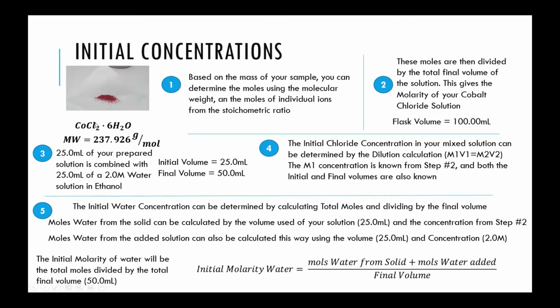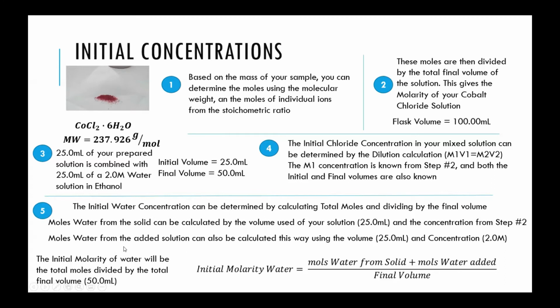Determining the concentration of water in your mixed sample is a 2-step process. You first have to account for the water that's coming along with the solid. So you're taking some of this solid, which is cobalt chloride hexahydrate, that has water already associated with it. There's already water in that solid. And you have 25 milliliters of this initial concentration in your flask. So when you multiply those together, you can determine how many moles of water are coming directly from that solid.